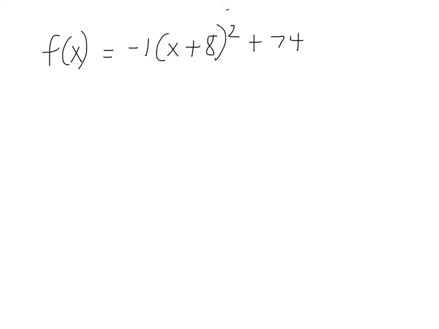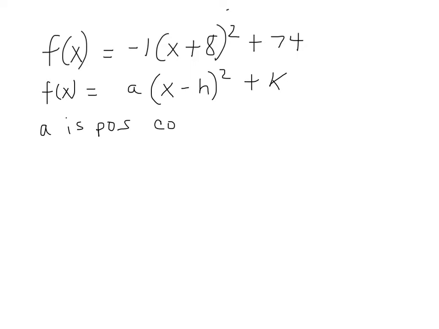Okay, let's talk about what all this means. For our general function for the vertex form of a quadratic, f of x equals a times x minus h quantity squared plus k, what this tells us is that if a is positive, I have a concave up parabola, so it'll open up. If a is negative, then it is concave down.